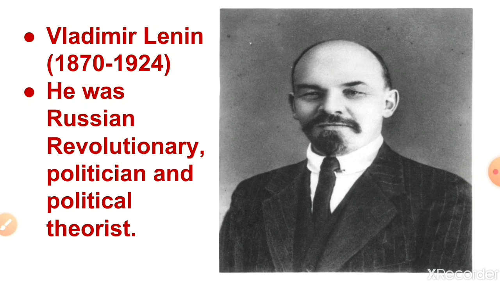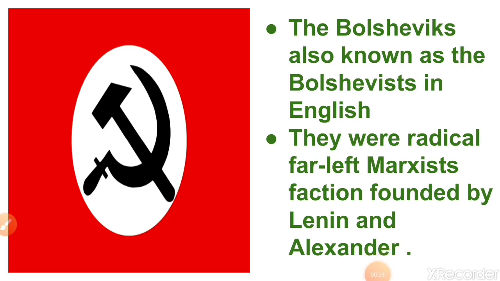Okay, children? Now, the party was divided, and this division was based on the strategy that was used. The party was divided into Bolsheviks and Mensheviks. Now, who are these Bolsheviks? Bolsheviks are also known in English as the Bolshevists. The Bolsheviks were led by Lenin and Alexander. They split from the Menshevik faction of the Marxist Russian Social Democratic Labour Party.